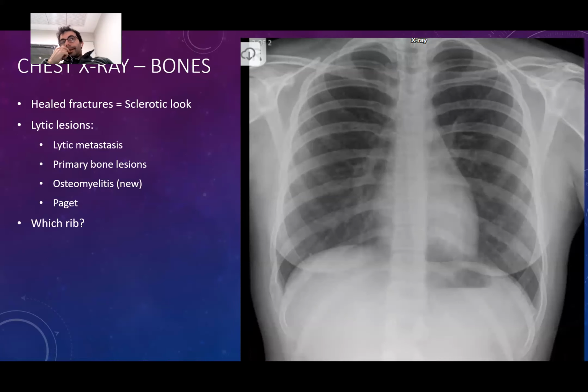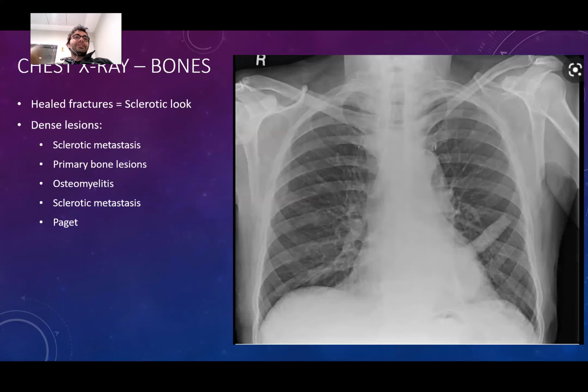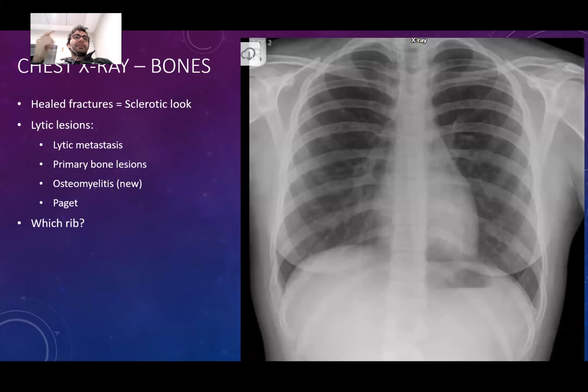So when we look at the lesions, they can be dense or lytic. The lytic lesions in bones, if you look at the etiology, it's pretty much the same. It can be lytic metastasis. It can also be primary bone lesions which have a lytic nature. It can be new osteomyelitis. First, osteomyelitis decreases the density of the bone, and Paget is also both lytic and sclerotic. So I'm asking you to differentiate the lesion. Does anybody see it? This is a very hard one, by the way.